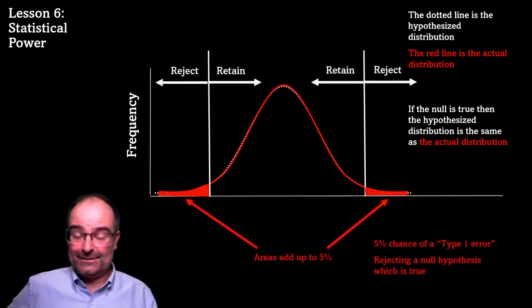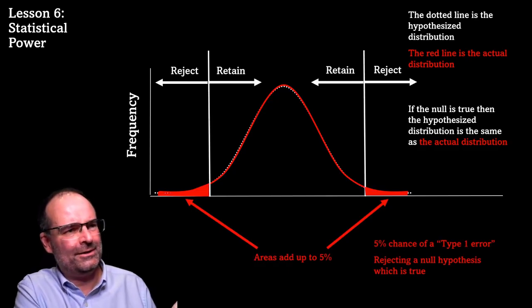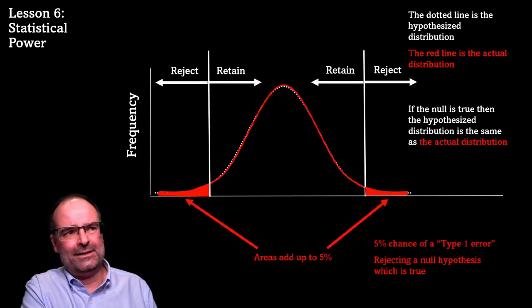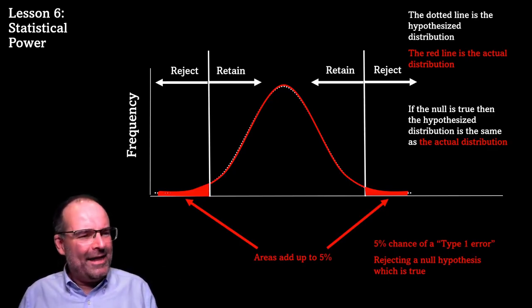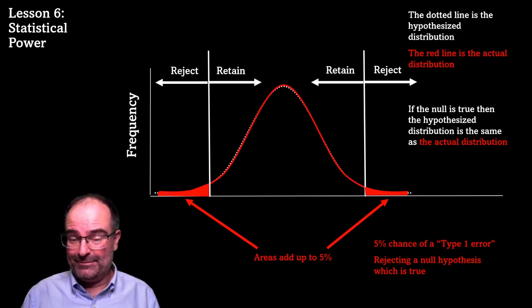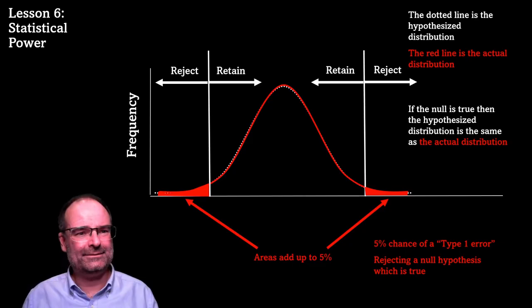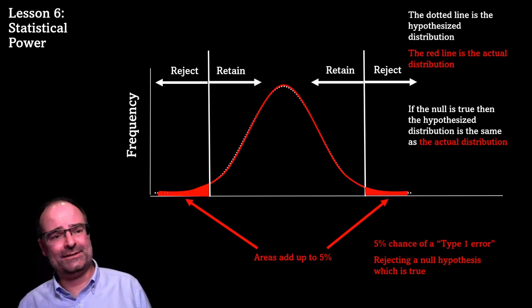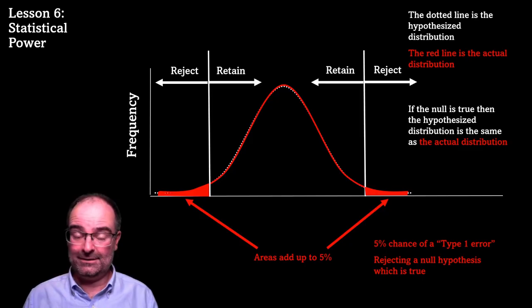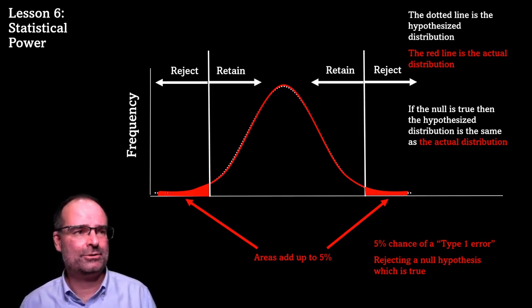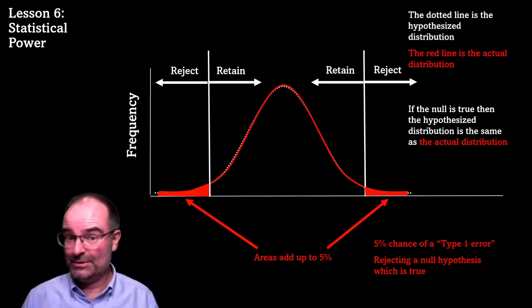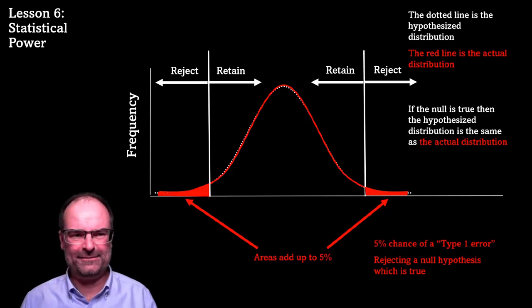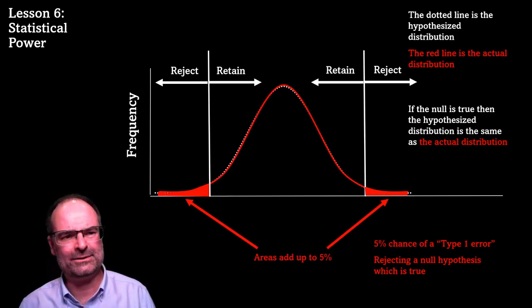And when that's the case, this is what I showed you a bit more crudely on the earlier slide, you can see that you've got these areas of retention and areas of rejection. The areas add up to 5% if we have a p-value cutoff of 0.05. That means there's a 5% chance of rejecting the null hypothesis when it's true. So that's an error, and it's called a type 1 error. It's a specific type of error. There's a 5% chance of rejecting a null hypothesis when it's true. Well, that's a type 1 error.